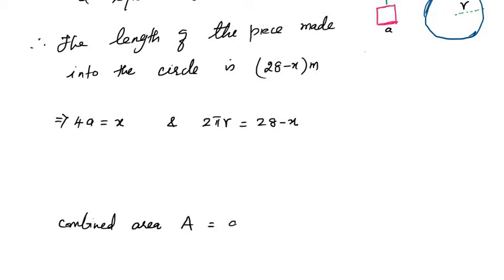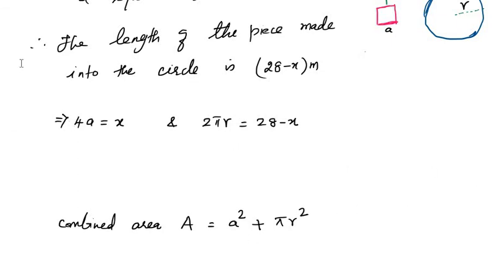The combined area is the area of the square, what is the formula, a square. Combined means plus, and the area of the circle, pi r square. A square is the area of the square, and pi r square is the area of the circle. So now a and r both are two different variables. This should be written in terms of one variable.